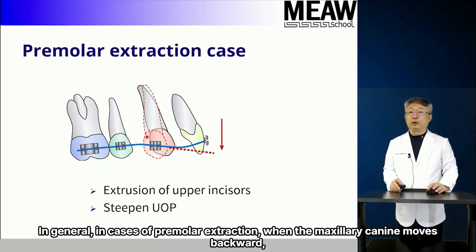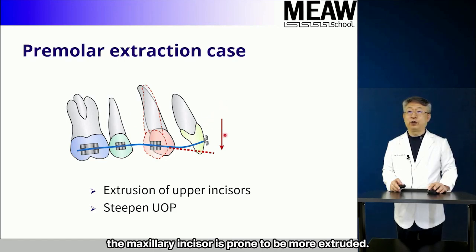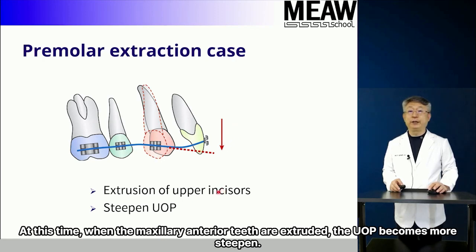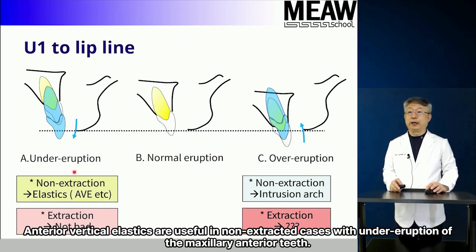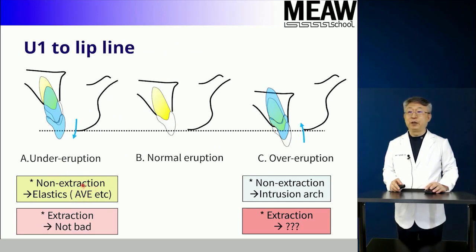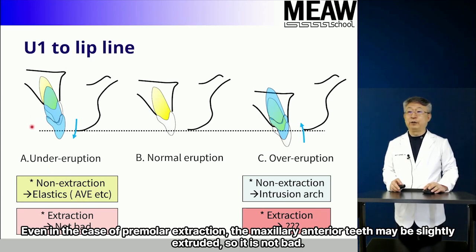In general, in cases of premolar extraction, when the maxillary canine moves backward, the maxillary incisor is prone to be more extruded. At this time, when the maxillary anterior teeth are extruded, the UOP becomes more steepened. Anterior vertical elastics are useful in non-extracted cases with undereruption of the maxillary anterior teeth. Even in the case of premolar extraction, the maxillary anterior teeth may be slightly extruded, so it is not bad.